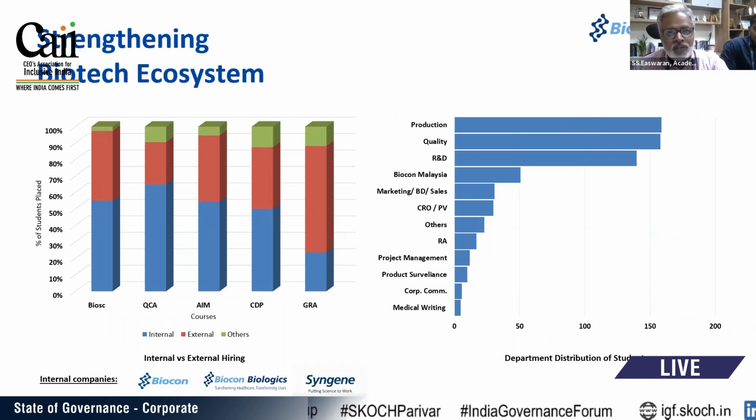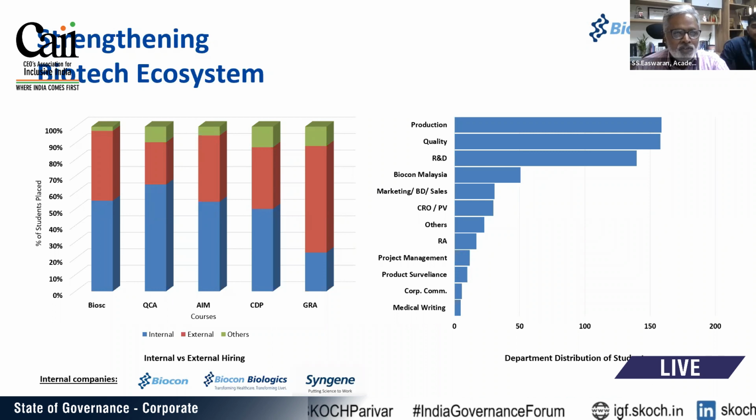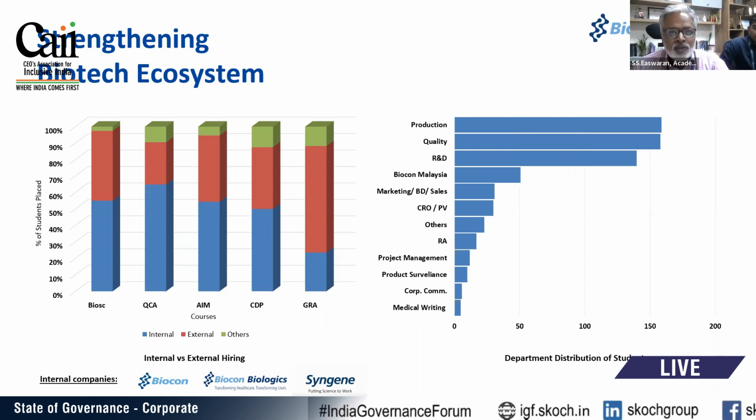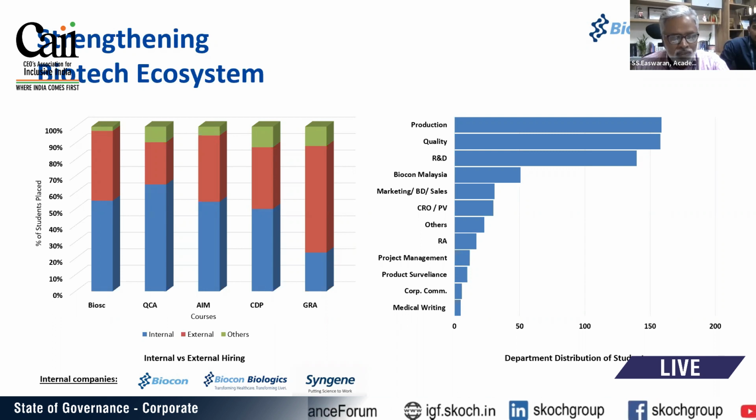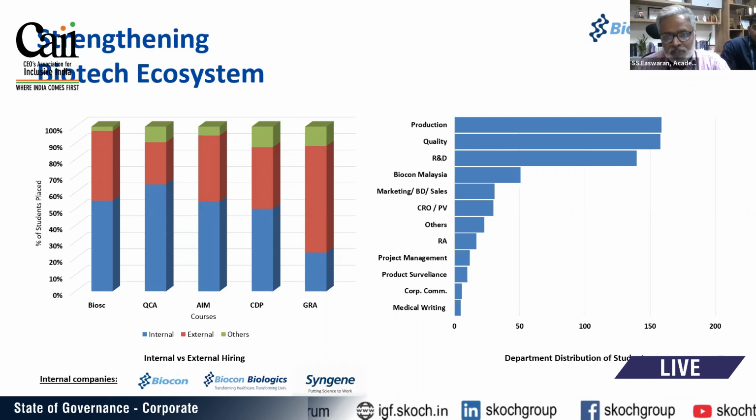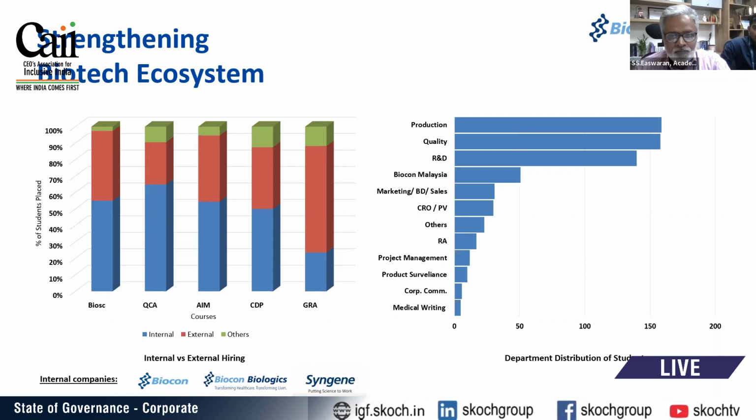So it is very important work we are doing, as we have the objective of strengthening the biotech ecosystem. As you can see here, the majority of the students are placed outside of Biocon, that is the maroon segment, and the blue is the Biocon segment. So we are almost meeting our objective, and the students are not placed in any one department. As you can see here, the spread of placement across the departments.